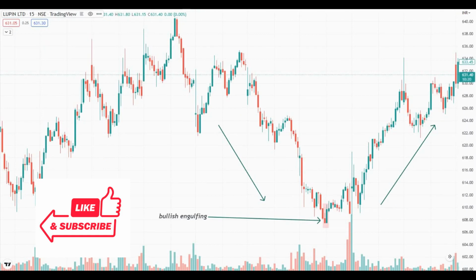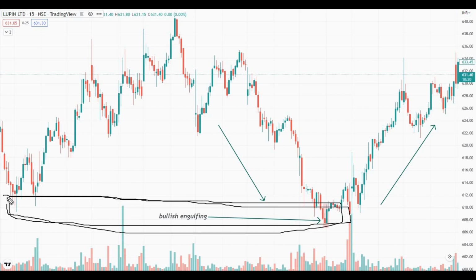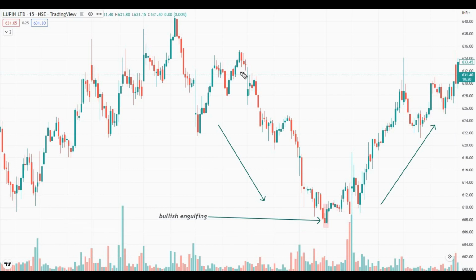See, strong downtrend, bullish engulfing pattern, entry, SL, trend change. See how beautifully it works. Okay, and also we were in a structural support zone, prices were in a support zone. See how beautifully it matches.